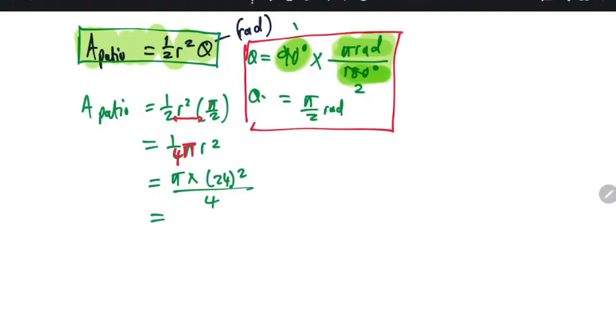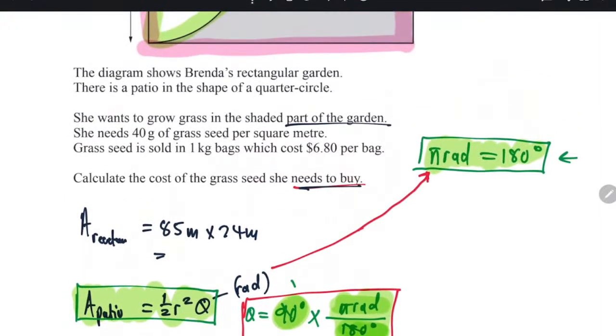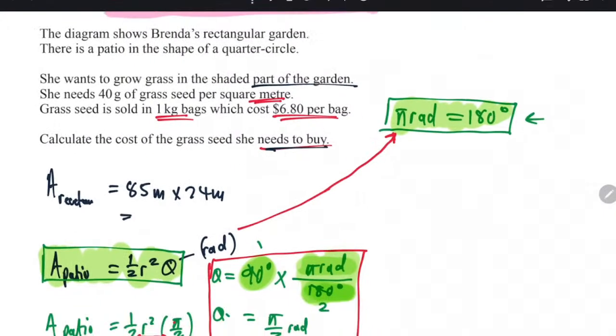Now finally you just say area of grass is equal to the area of rectangle, we know that, minus the area of the patio. Then you get the area of the grass, whatever answer you have. But now you should convert it to cost. They say 40 grams of grass per square meter. Grass is sold in 1 kg bags, which cost $6.80. So you're going to say 1 kg costs $6.80.